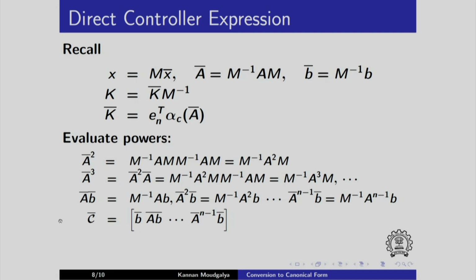Let us write this in terms of the transformed coordinates, and let me write B bar as M inverse B and pull out this M inverse here, and then A bar B bar is M inverse AB. So I pull out this M inverse, so I get AB here and so on. All of these have M inverse coming in the front, so I pull out, I get B, AB, A to the n minus 1 B, which is nothing but the script C matrix without the bar. So I write this as M inverse script C without bar.